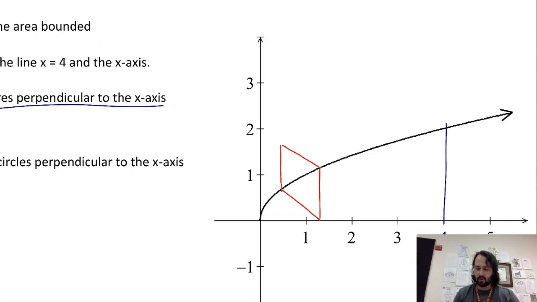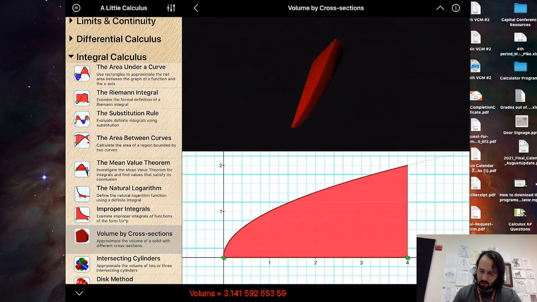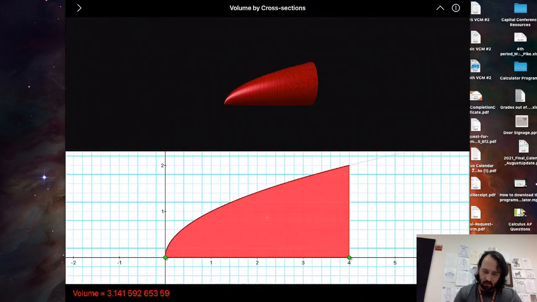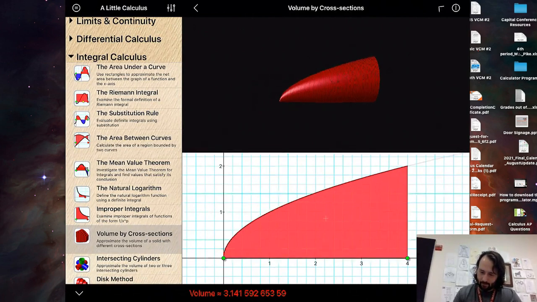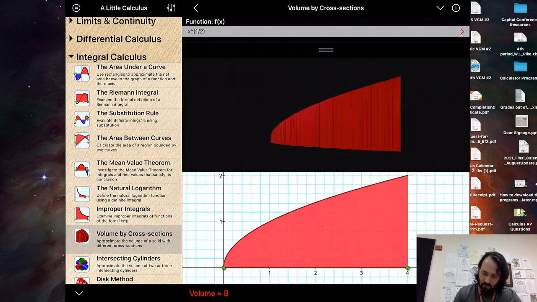So I have an app that I can use for this, if I can find it, where I can change what the shape is. Hopefully it will make sense. Nope, that's not what I want. Come on. What are you doing? Okay, there we go. I want square cross sections.